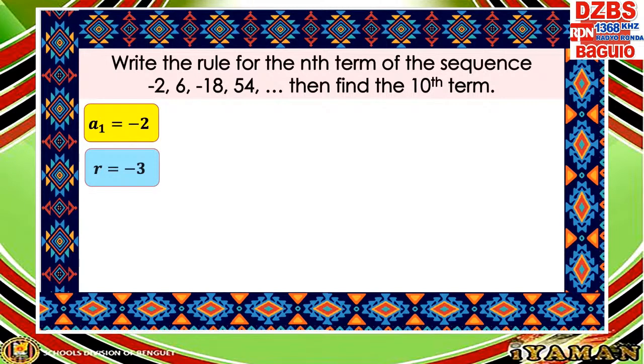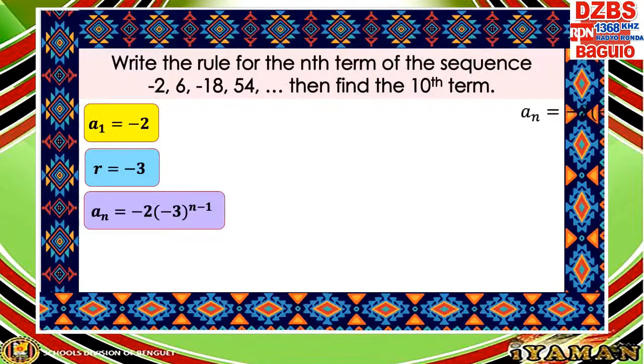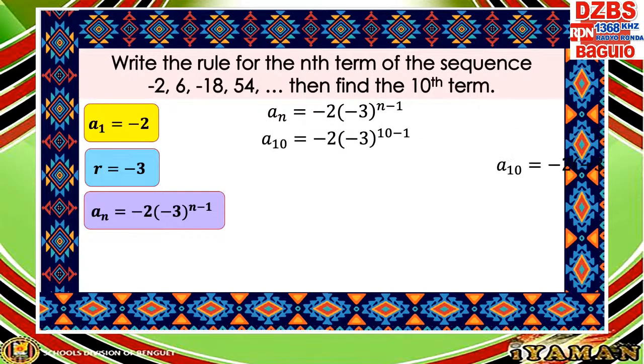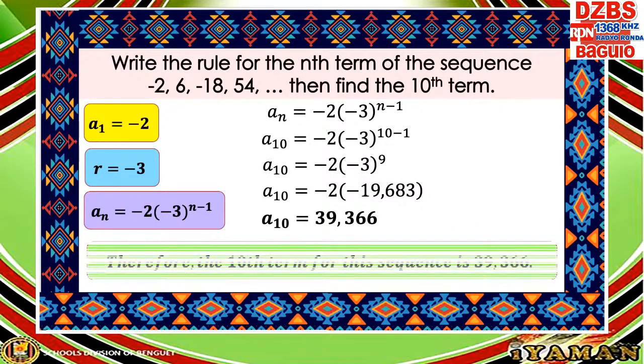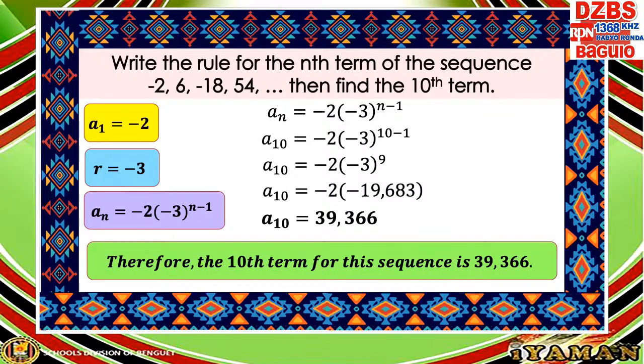Therefore, the rule for the nth term for this sequence is a sub n is equal to -2 times -3 raised to n minus 1. Now, to find the 10th term, just plug in 10 to n, then simplify. Therefore, the 10th term for this sequence is 39,366.